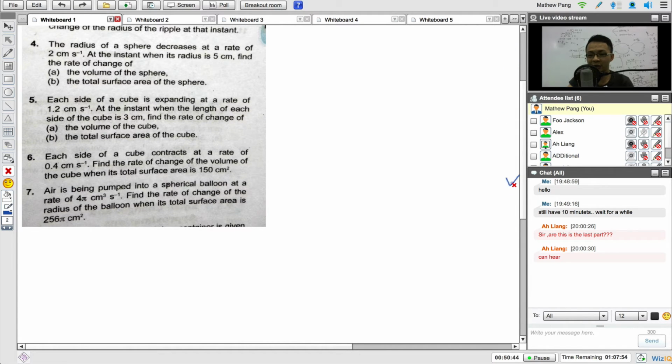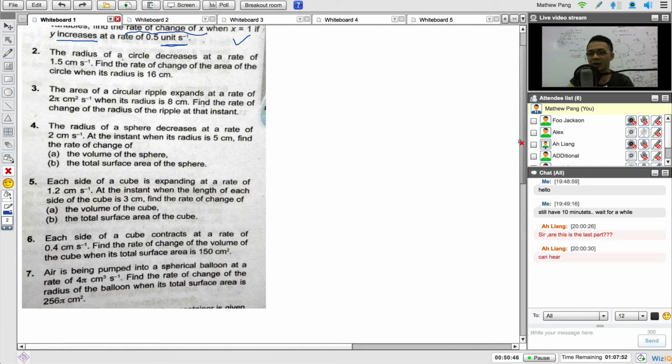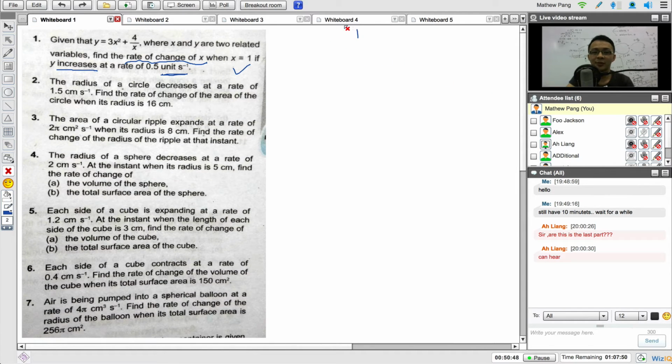Why do I have to tick here? Okay. Now, in question number 2, let me change some color maybe, just so I do not confuse you. Alright, over here, number 2 now: the radius of the circle decreases at the rate of 1.5 cm per second.